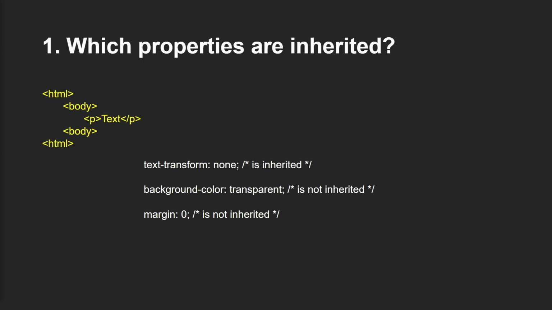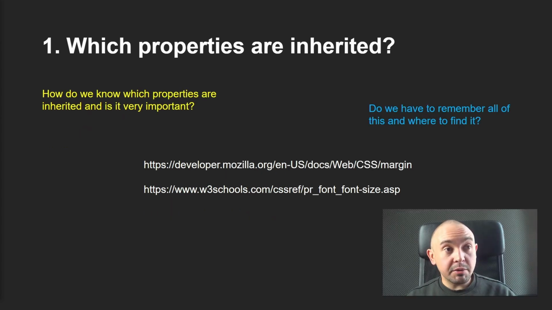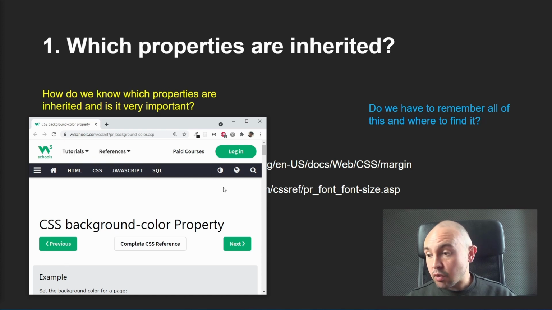As I said, there's no need to memorize it, and you will see that in practice, it will all become clear and understandable why some properties are inherited and the others are not. But how do we know which properties are inherited, and is it very important? Where can we find this information? We do not need to memorize this, but it is worth remembering that we can always check it in the documentation. Just Google the name of a certain CSS property, and in the search results you will definitely find the links to W3Schools and Mozilla Developer pages, where we have, for example, the CSS background color property.